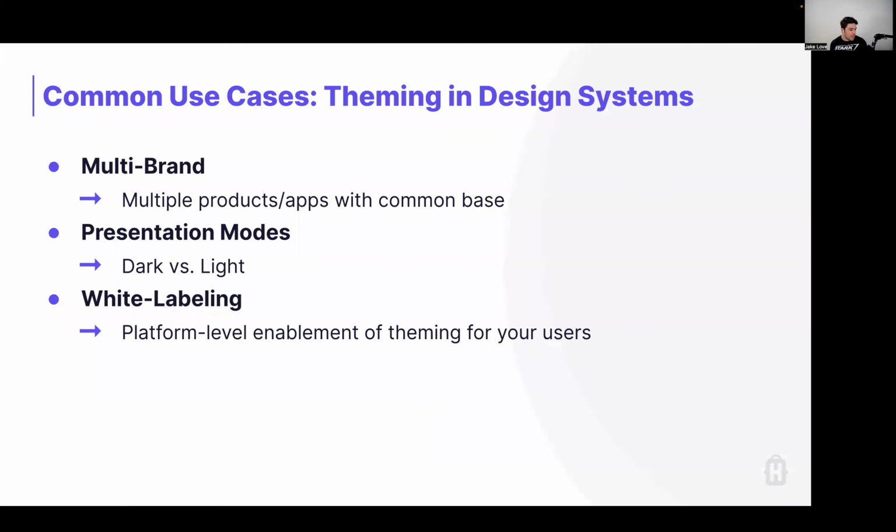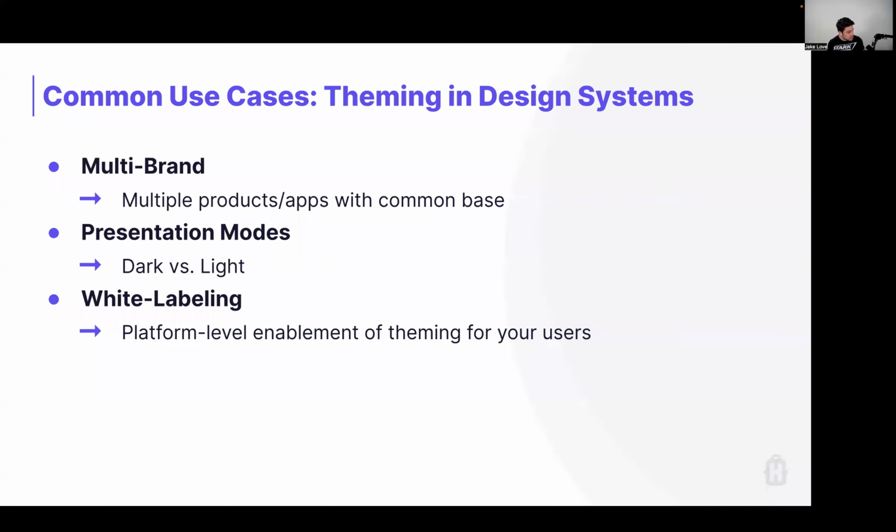Now, what are the most common use cases that we see for theming in design systems? The first one we see a lot is multi-branded. I didn't add this here, but it's also in the same level here, multi-segment. And this could be something where you've got multiple products or applications with a common base. And in the segment example, you'd have common base, but your segments are the different themes of your application.